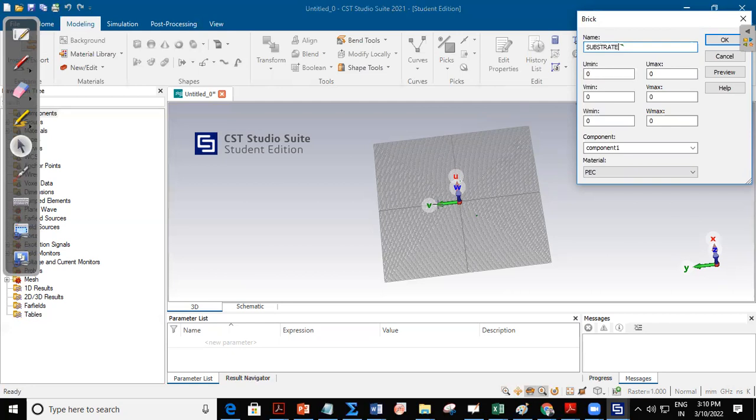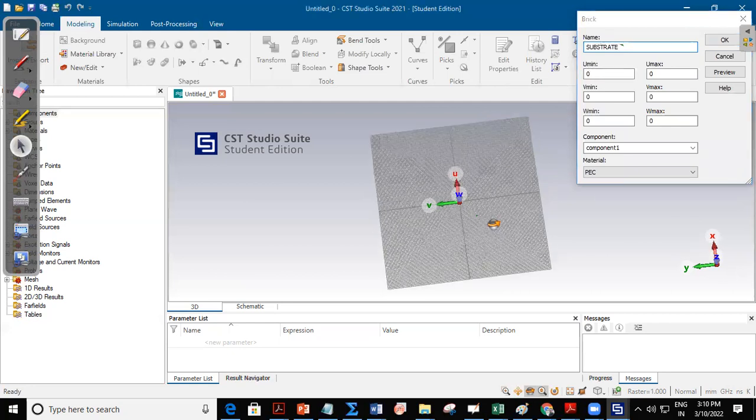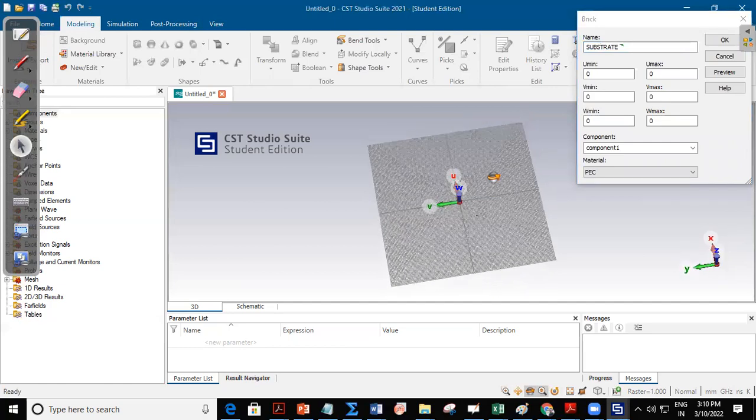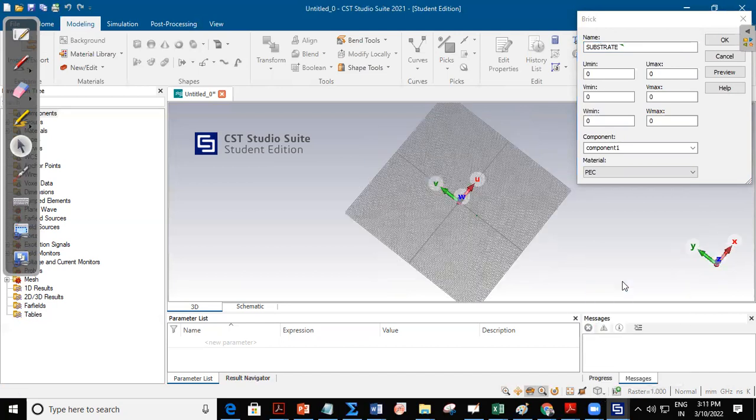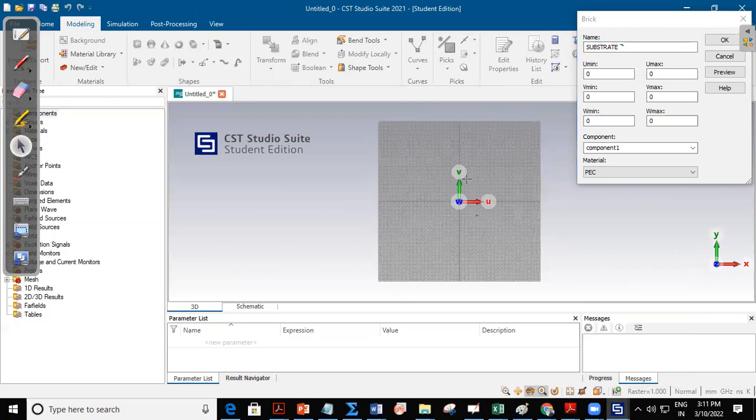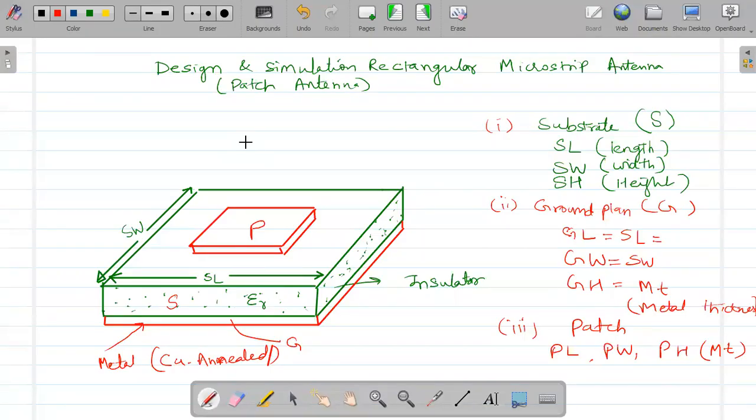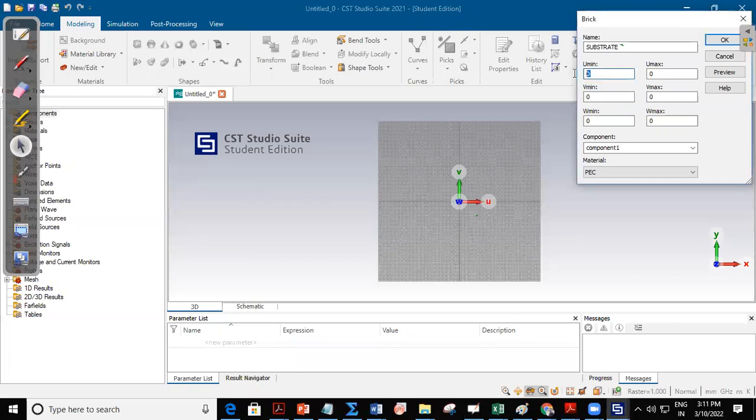Now the substrate, this brick dimension, you can see in the coordinates here, in the U direction and V direction. You can rotate it, or keep it in the front view or perspective view. In the V direction, we are going to have the width. If you keep it in front, we have the width in this direction and the length L in this direction. So in U minimum, you are going to write, in the U direction, the length.